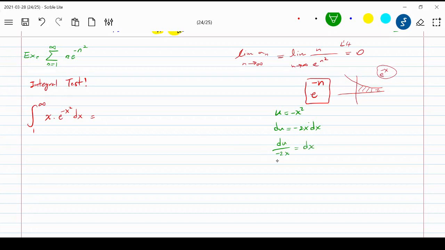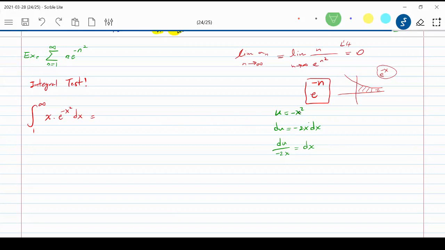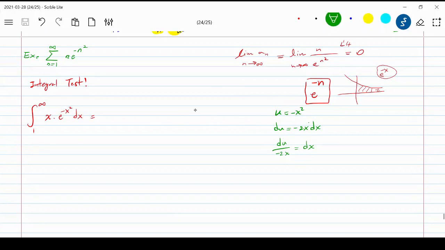You can update the boundaries. By the way, if I let x equal 1, then u would become negative 1. And if you pick x to be infinity, then u becomes negative infinity. So this is basically from negative 1 to negative infinity. Or you can calculate the integral and update the boundary afterward, up to you, however you want to calculate. x times e to the power u times, instead of dx, we have du divided by negative 2x.